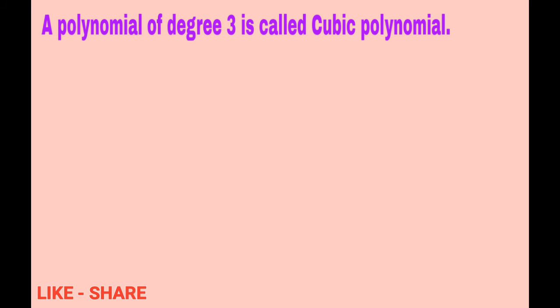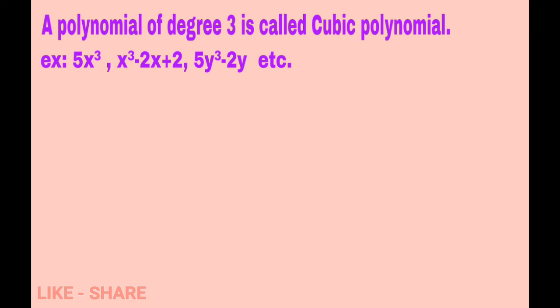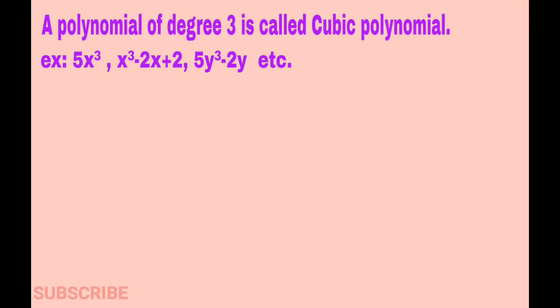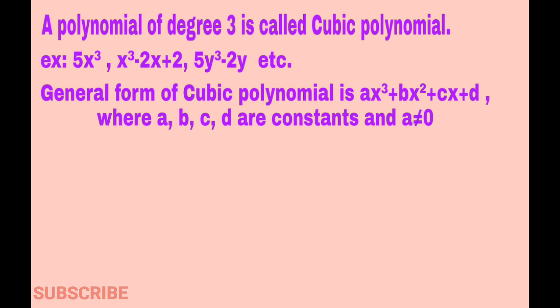A polynomial of degree 3 is called a cubic polynomial. For example, 5x cube, x cube minus 2x plus 2, 5y cube minus 2y, like this. The degree of these polynomials is 3. The general form of a cubic polynomial is ax cube plus bx square plus cx plus d, where a, b, c, d are constants and a not equal to 0.